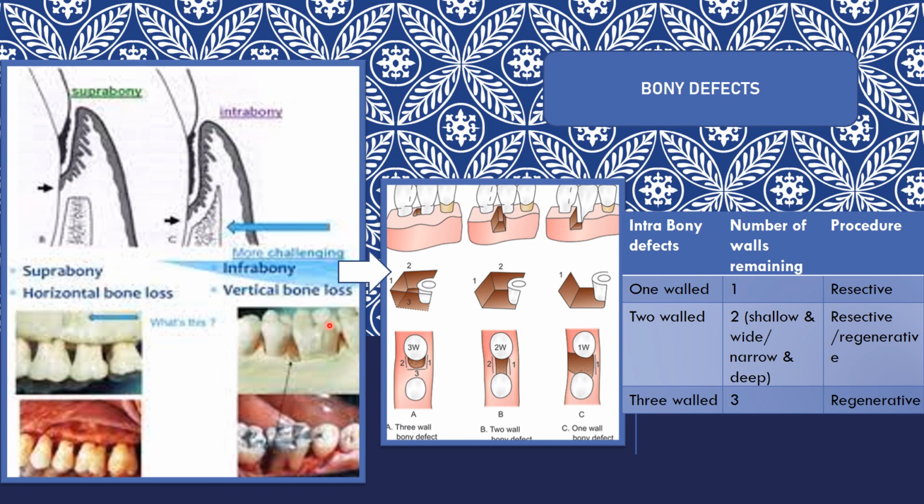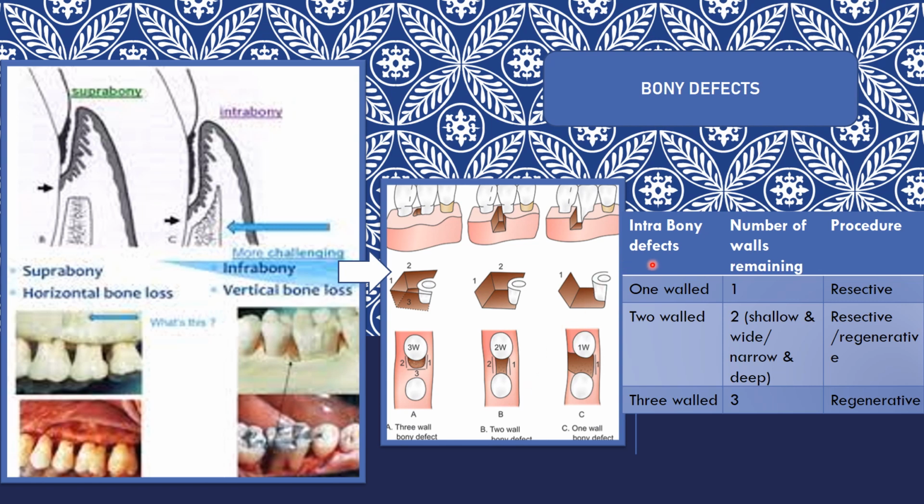In case of intra-bony defects, we will have different types: 3-wall defects, 2-wall defects, and 1-wall defects. This is the best diagram you can go through, as it is very clear in these three diagrammatic representations which procedure will be apt for each type of bony defect.